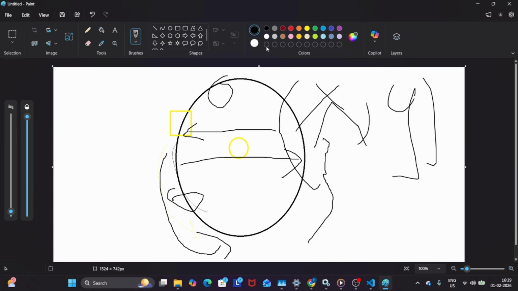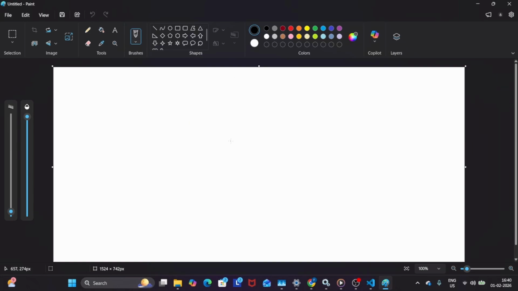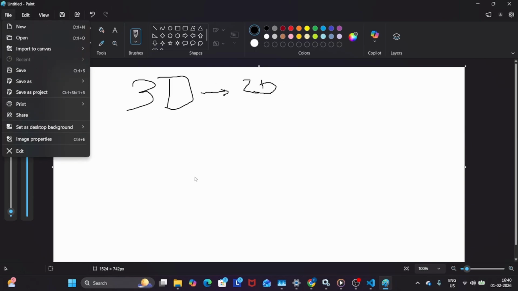Now guys, we are on the most important part, which is projecting 3D into 2D. Here I'm going to take a diagram, and this diagram is the same as in the donut C code.